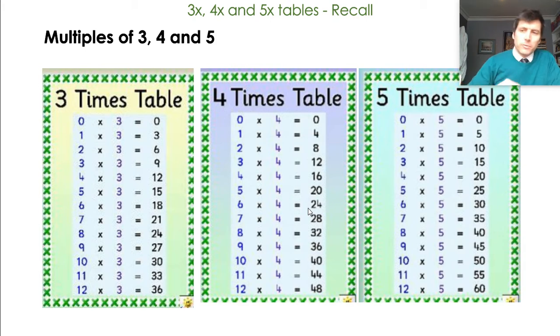Okay, so those are our multiples of 3, 4, and 5. Helpful to know, really useful to know, especially if we're going to unpick more complicated questions using our bar models, okay? So hopefully you wrote those down. Well done if you did.